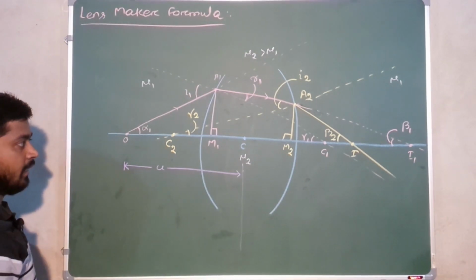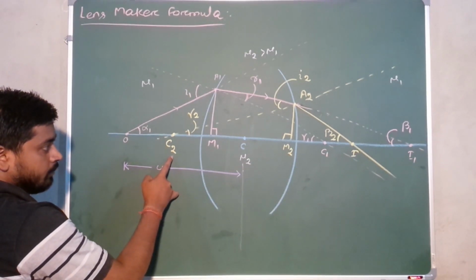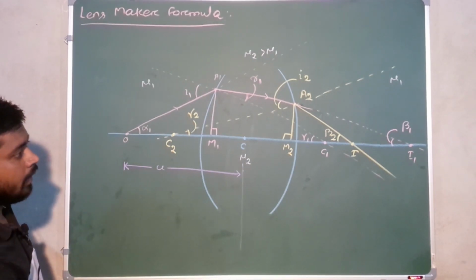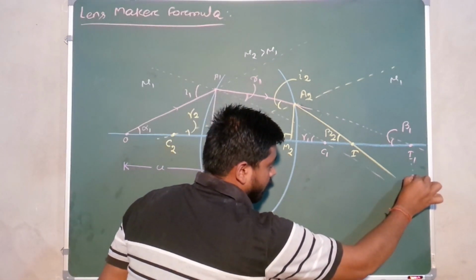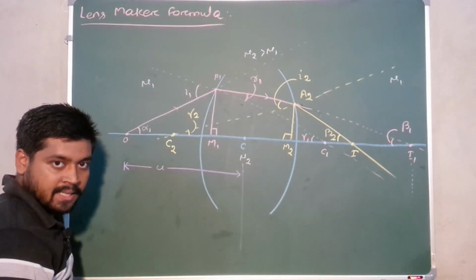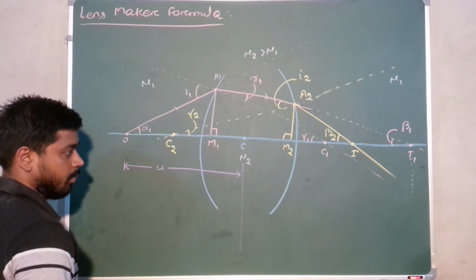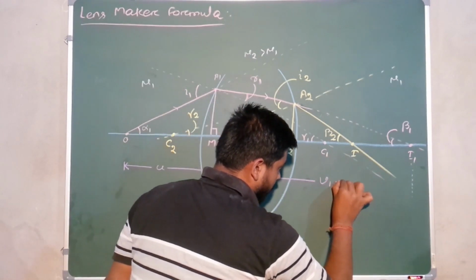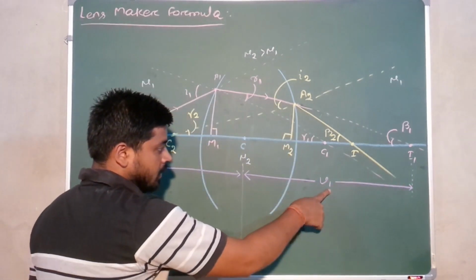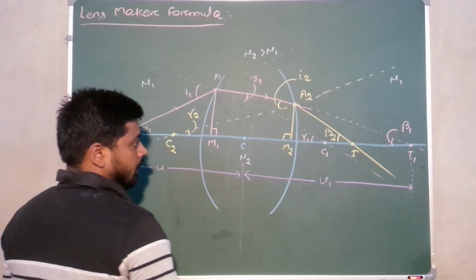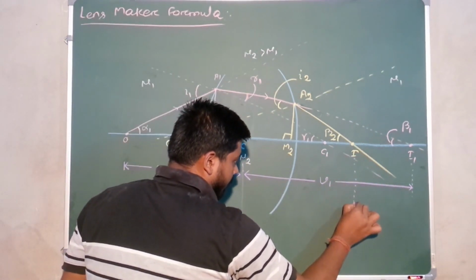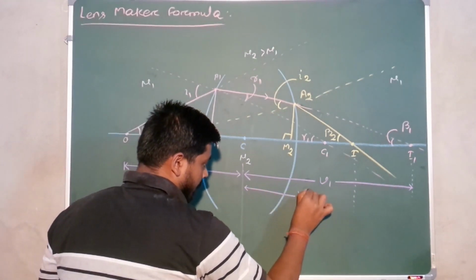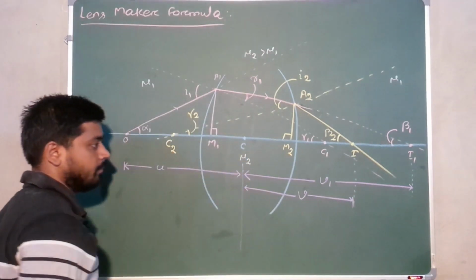Okay. Then this is the C2, center of curvature, and then I have to draw this one, the I1. Yes or no? I1 is the first image, which is produced by the first refracting surface. This one is the V1. V for image distance, 1 for first refracting surface. Then this one is the I. I is the final image, named as V. Image distance V. Yes or no?